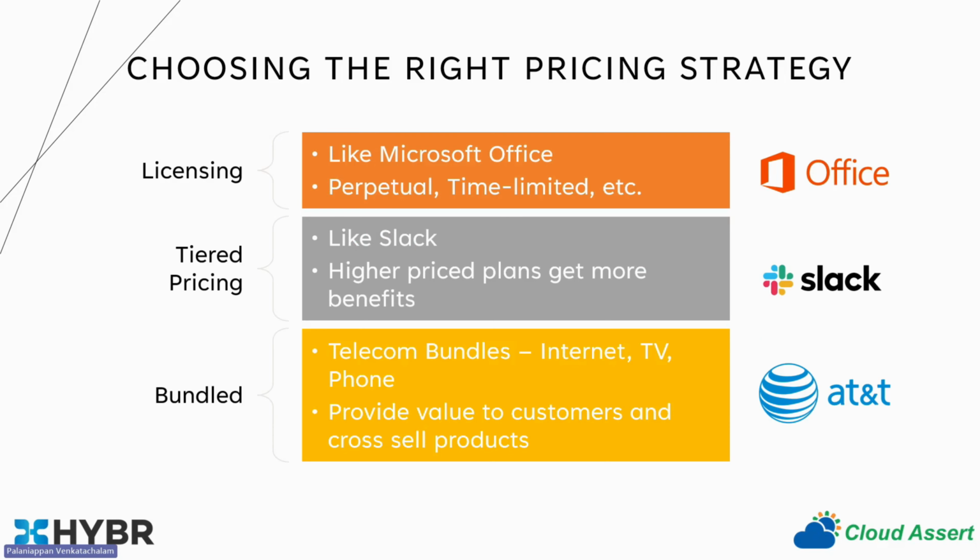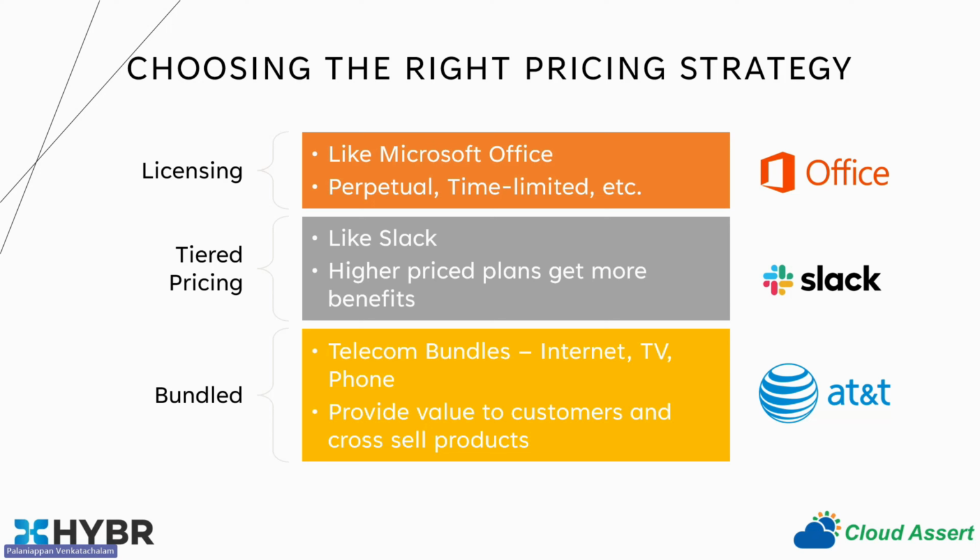And then there's licensing for software like Microsoft Office, where you can pay a one-time fee and you can get a perpetual license with updates for a certain period. And also there are time-limited licenses, like you buy software only for 2 years and then you have to renew the license. There's also tiered pricing. There are multiple variations of tiered pricing that you can see.